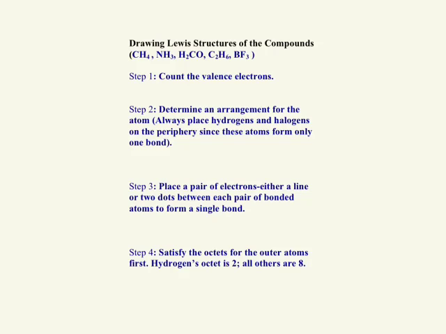We're going to practice how to write down the Lewis structures of these 5 compounds. For example, let's say draw the Lewis structure of methane. First step is count the number of valence electrons. Carbon, fourth A group, has 4 valence electrons. Hydrogen has 1 valence electron, but there are 4 hydrogens, so 1 times 4, so total is 8. So number of valence electrons are 8. Second step, determine an arrangement for the atoms. Now always place hydrogens and halogens on the periphery because these atoms form only one bond.